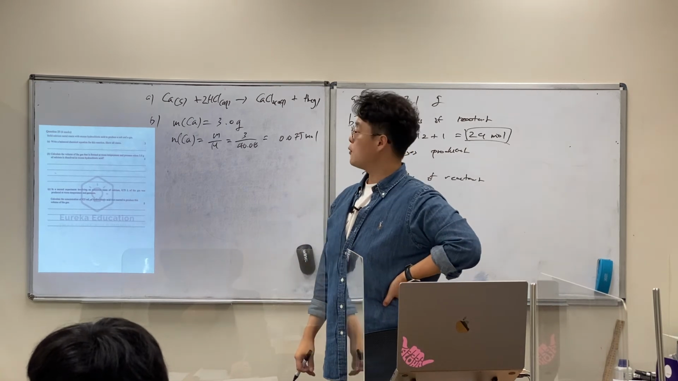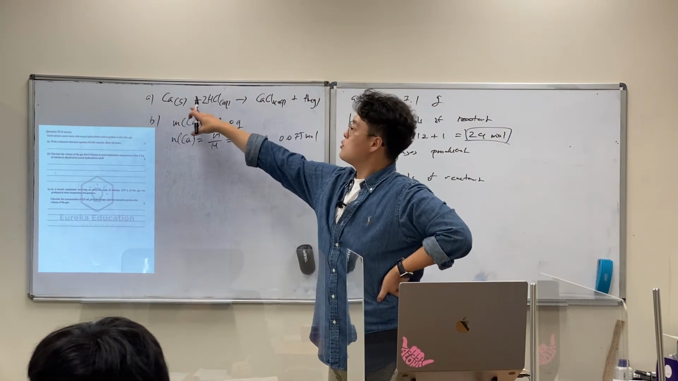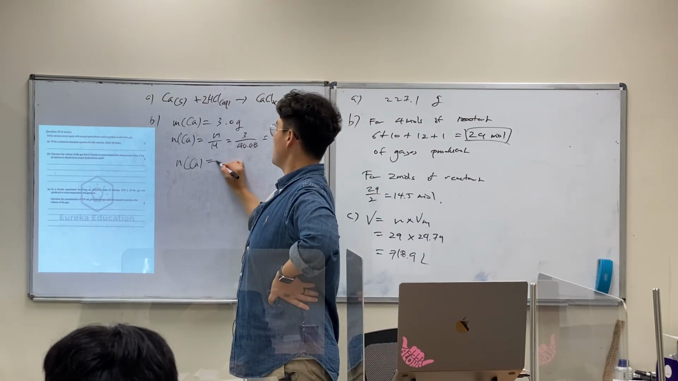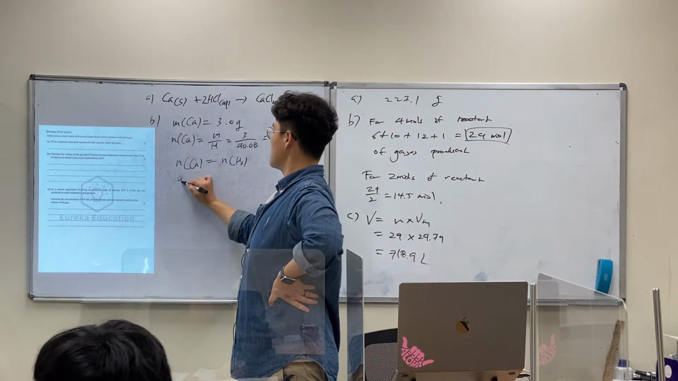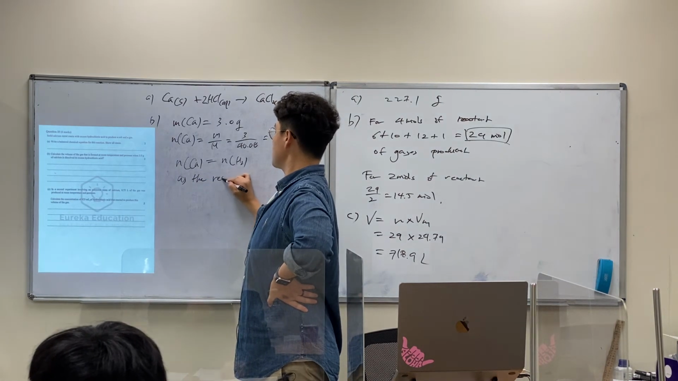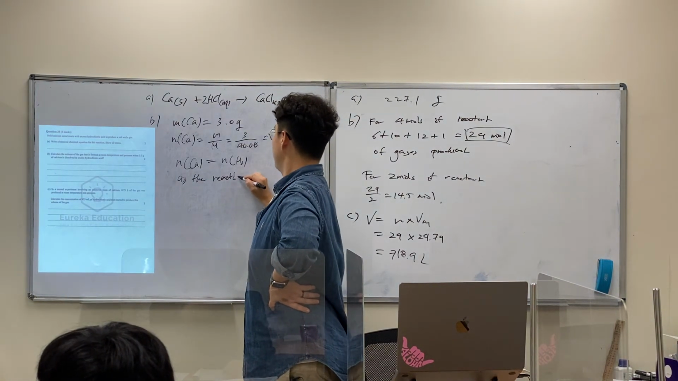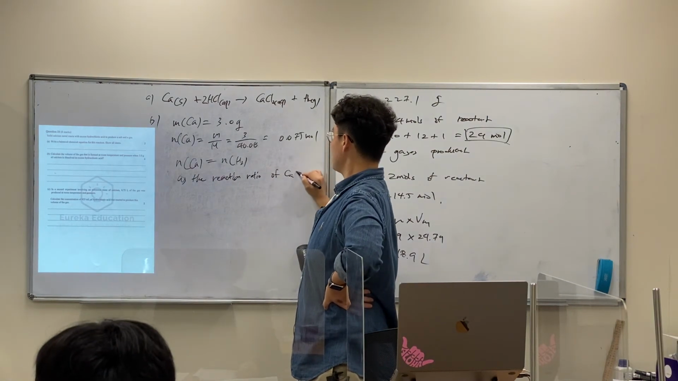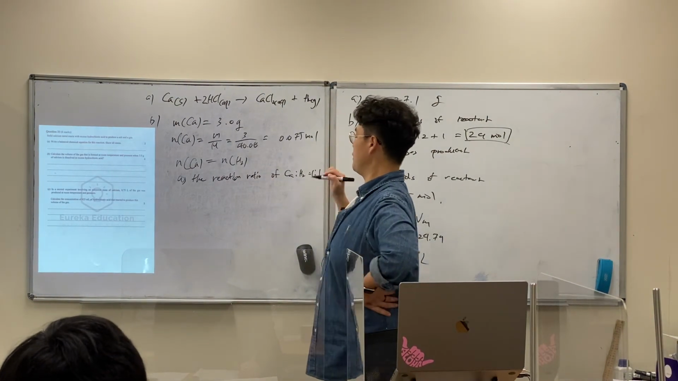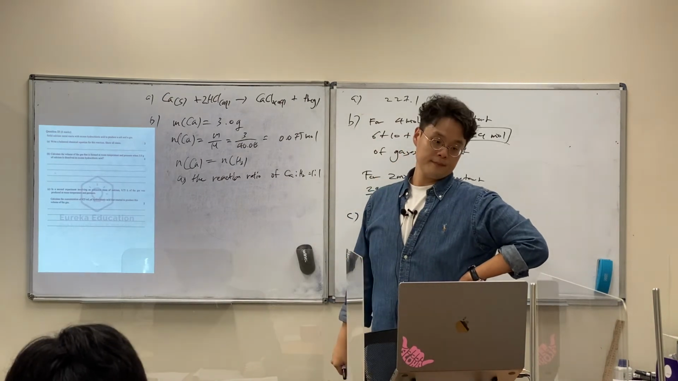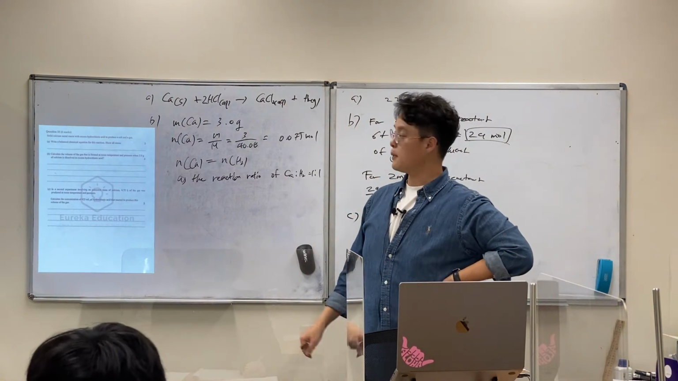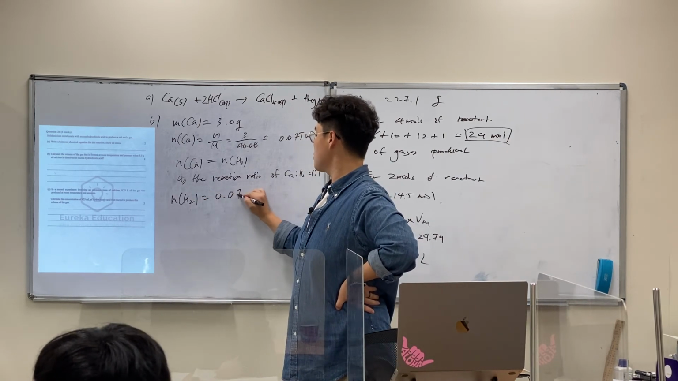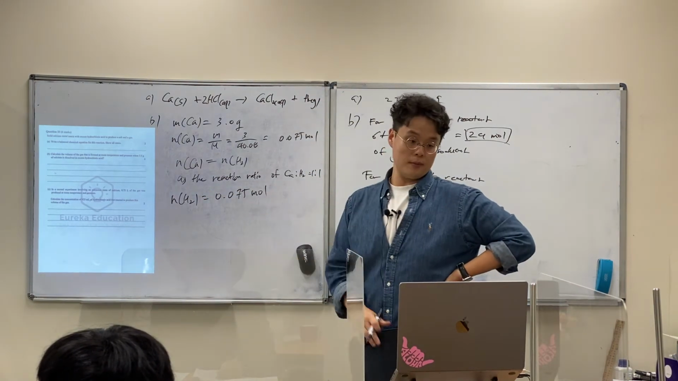From the equation, 1 mole of the calcium will produce 1 mole of the H2. So n of Ca equals n of H2 as the reaction ratio of Ca to H2 is 1:1. That means that n of H2 is therefore 0.075 mole too.